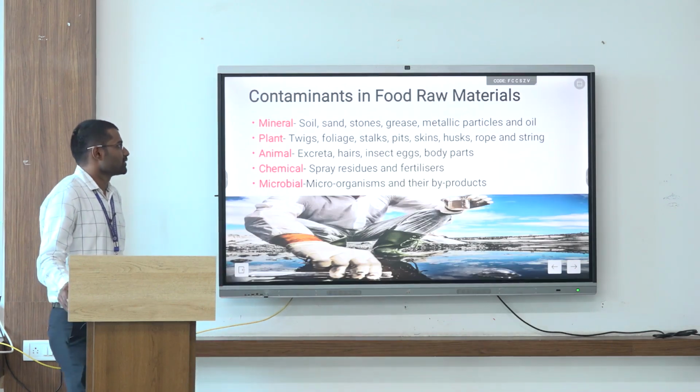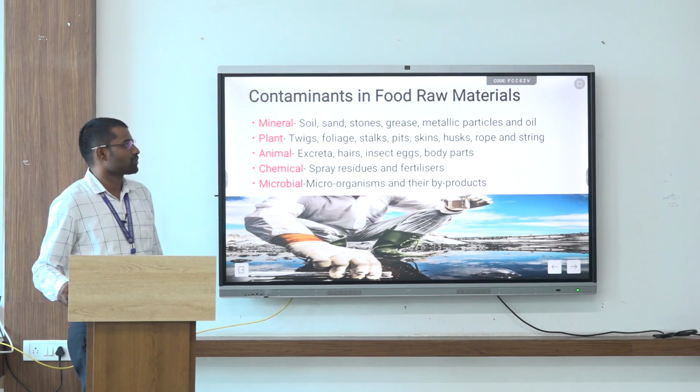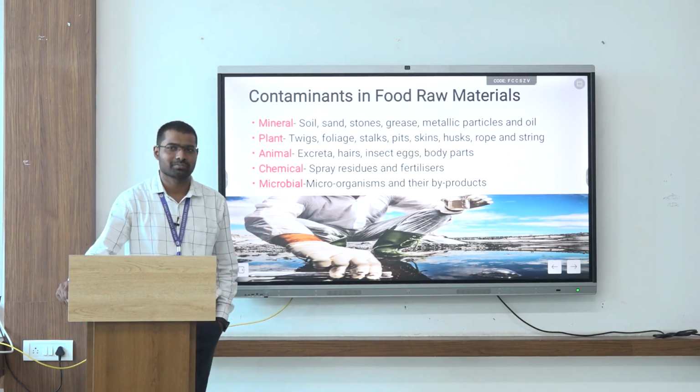Then the next slide is contaminants in the food raw material. What are the sources of the contaminant?